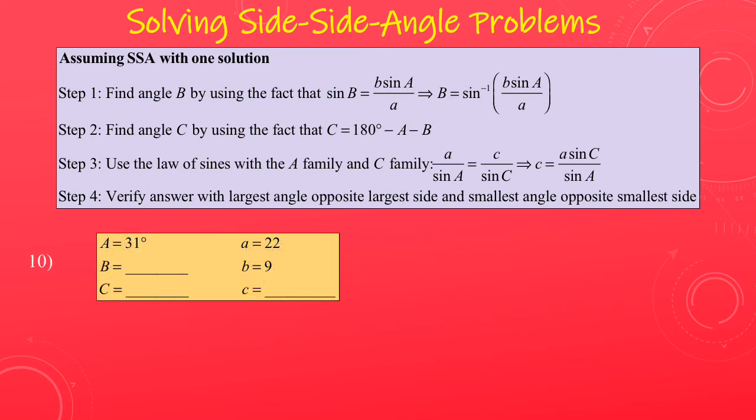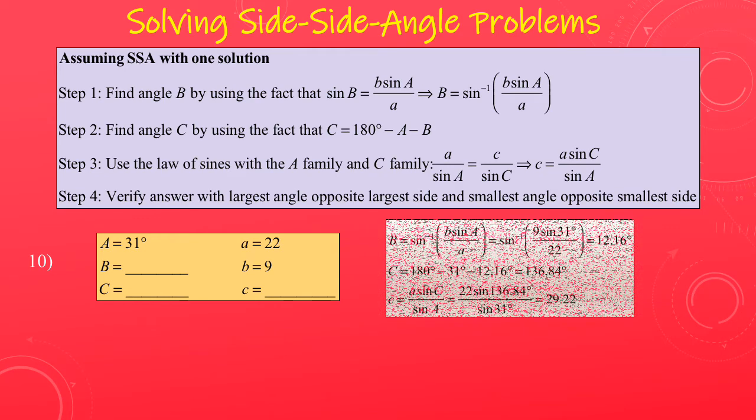So let us look at two previous SSA problems where we've ascertained that there is one triangle as a solution. Number 10 is a repeat of problem 4, where angle A was 31 degrees, little a was 22, and little b is 9. So we start by going for B, which is the inverse sine of little b sine A over little a. And that is the inverse sine of 9 sine of 31 degrees over 22. And we get 12.16 degrees.